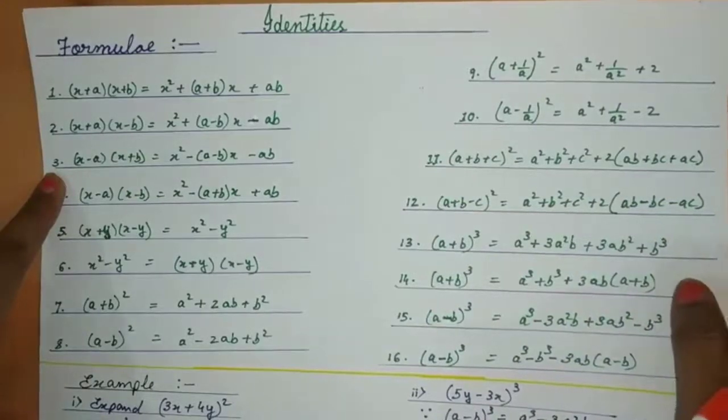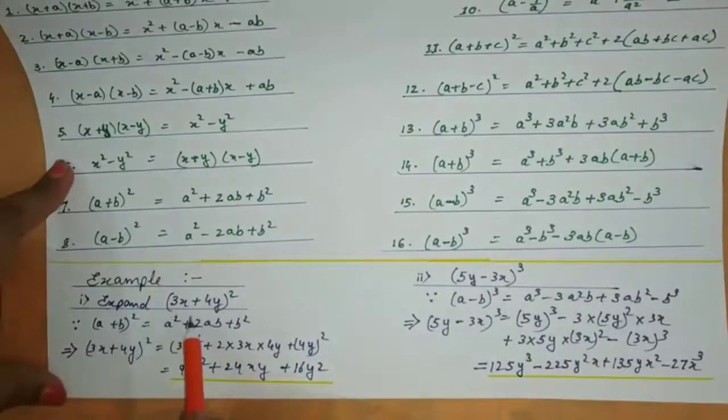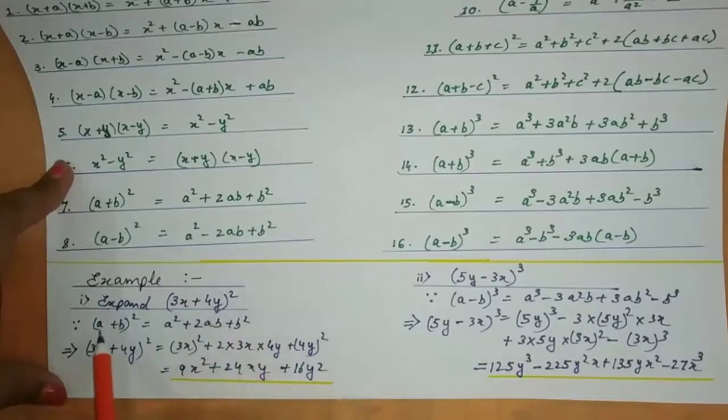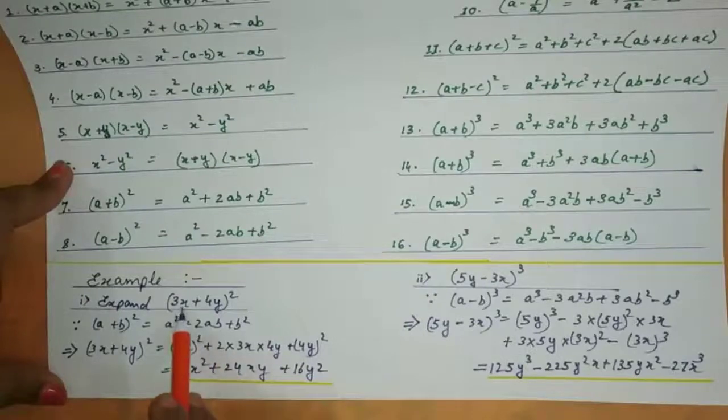I have just taken 2 examples here just to show you how to proceed, and it is like this. If you have to expand the square of 3x plus 4y, you will have to write down the formula first. a plus b whole square is a square plus 2ab plus b square, and then substitute as 3x whole square plus 2 into 3x into 4y plus 4y whole square, and then write the answer.